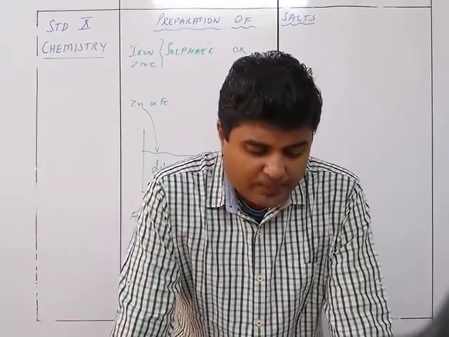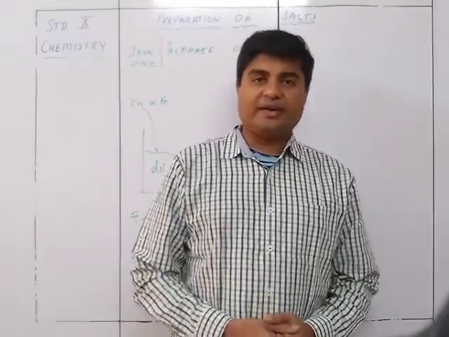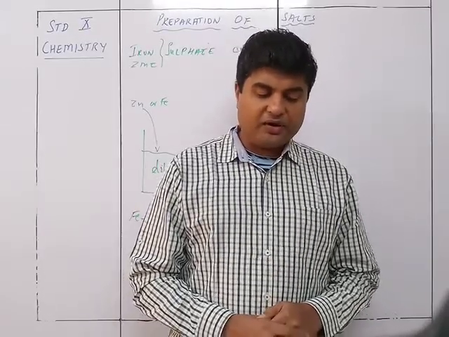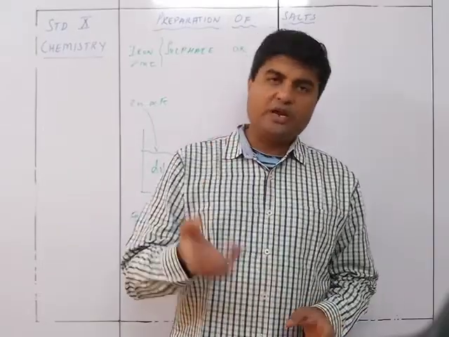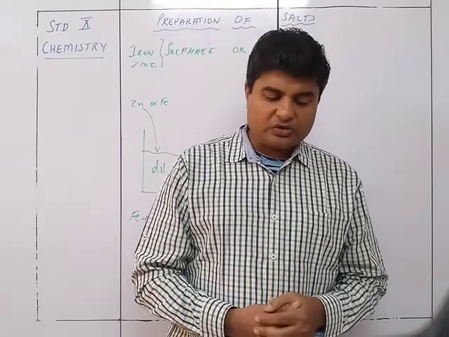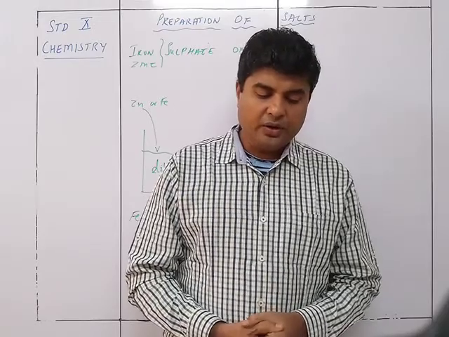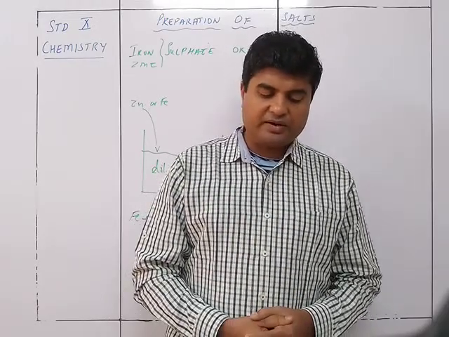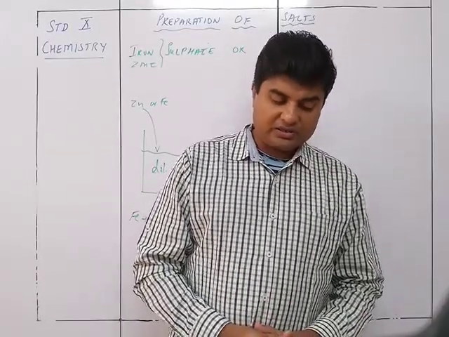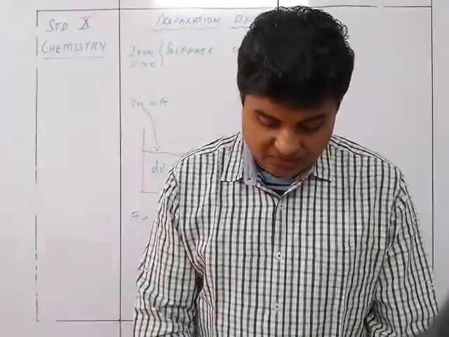Filter the solution obtained in step 1 to remove residual iron filings or zinc granules along with impurities. So you are going to filter that, and then you are going to do the evaporation part. Evaporate the filtrate to the point of crystallization. You keep on heating it till it comes to the point of crystallization, and then a hot saturated solution of iron sulfate or zinc sulfate is obtained. Then cool the hot saturated solution when crystals of FeSO4.7H2O or ZnSO4.7H2O crystallize out. Filter and dry the crystals. So this is how you are going to prepare the iron sulfate or zinc sulfate.